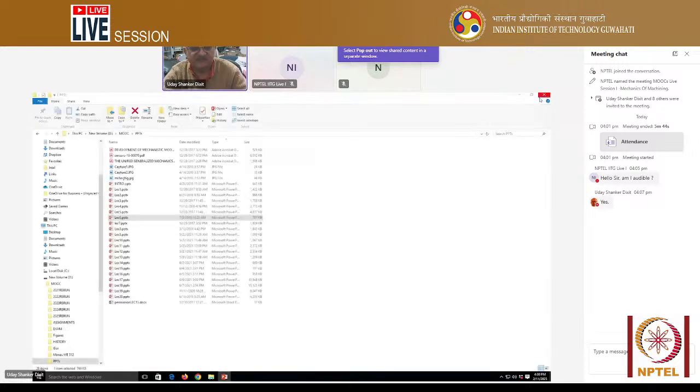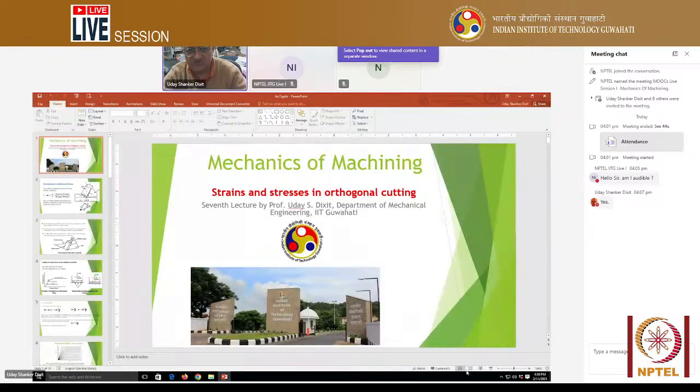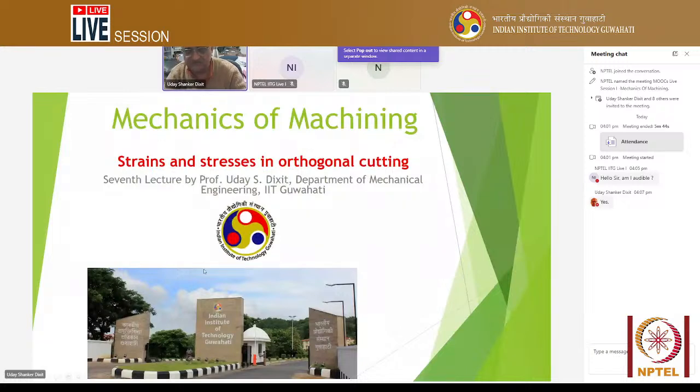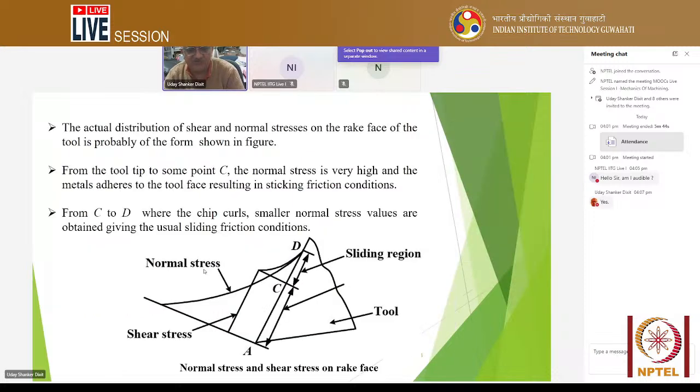In lecture 7 we talked about the mechanics of machining, strain and stresses in orthogonal machining. If you know the force and you know the area, you can find the average stress. But one important point here: on the tool you get maximum normal stress near the tip. Then it gradually, in somewhat quadratic fashion, keeps on reducing, and shear stress up to some distance is constant. This is the sticking region, and then it becomes sliding and it becomes zero. So this is how it goes.